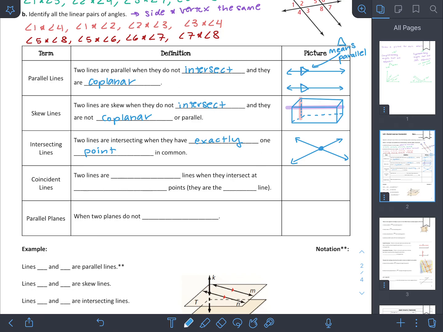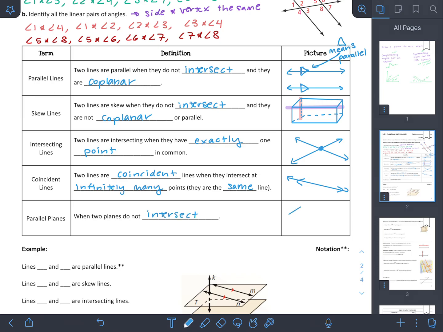Coincident lines is something else we've actually seen before. You might not have heard this term, but two lines are coincident lines when they intersect at infinitely many points. They are the same line. So that's just another term for lines on top of each other, coincident lines. And the way we draw that, everybody kind of draws it differently. I draw basically a line with two sets of arrows to show that they're the same line on top of each other. And then lastly is parallel planes. That's when two planes do not intersect.